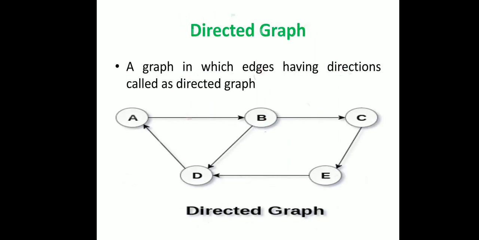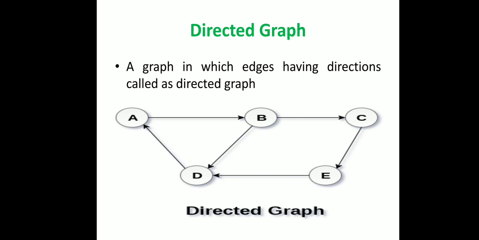Okay. Now there are two types of graph. One is directed graph and second one is undirected graph. So directed graph means what? A graph in which edges have directions is called a directed graph. So if there is an edge and the edge is terminated with a direction, means an arrow, then that type of graph is called a directed graph.